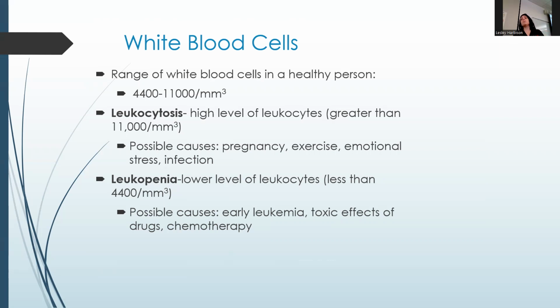And then leukopenia, lower levels of leukocytes, less than 4,400. And of course, one of the most concerning reasons for that would be early leukemia. It could also be a toxic effect of drugs. Drugs can lower the white blood count, especially like a chemotherapy or something for treating a cancer.